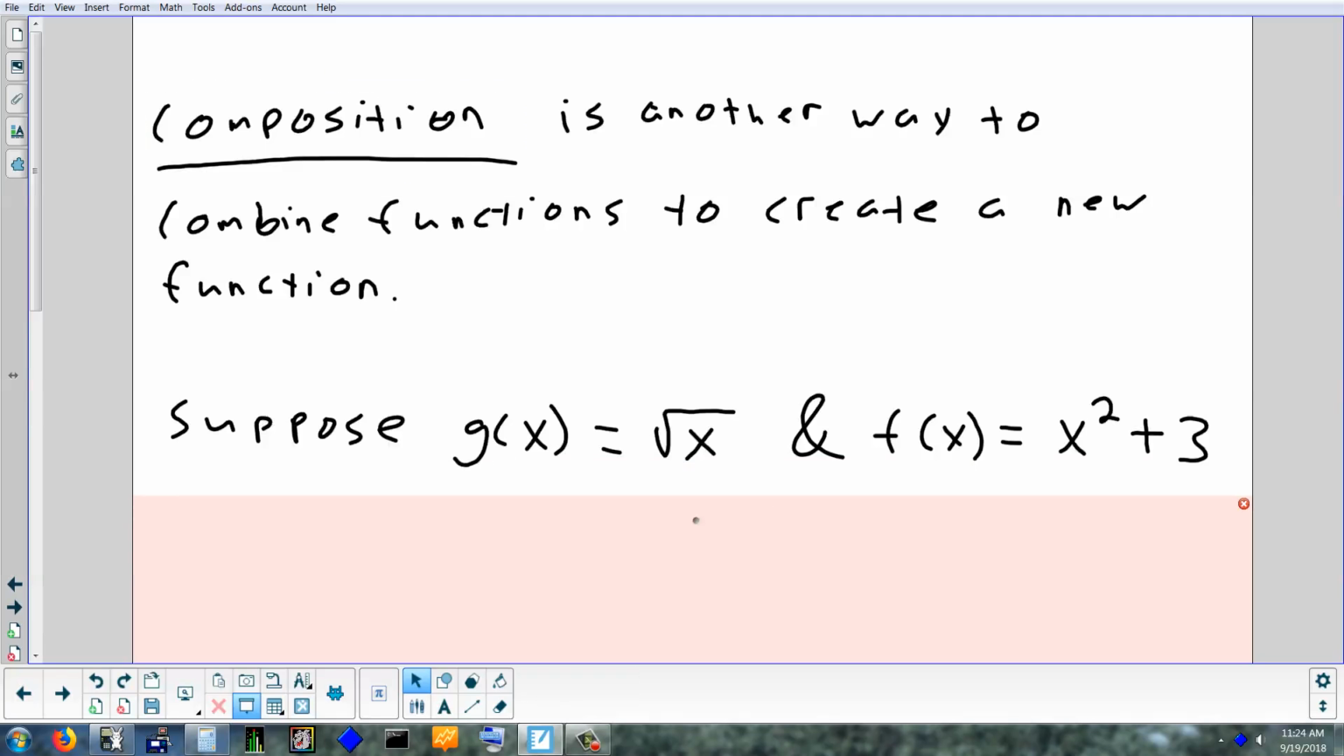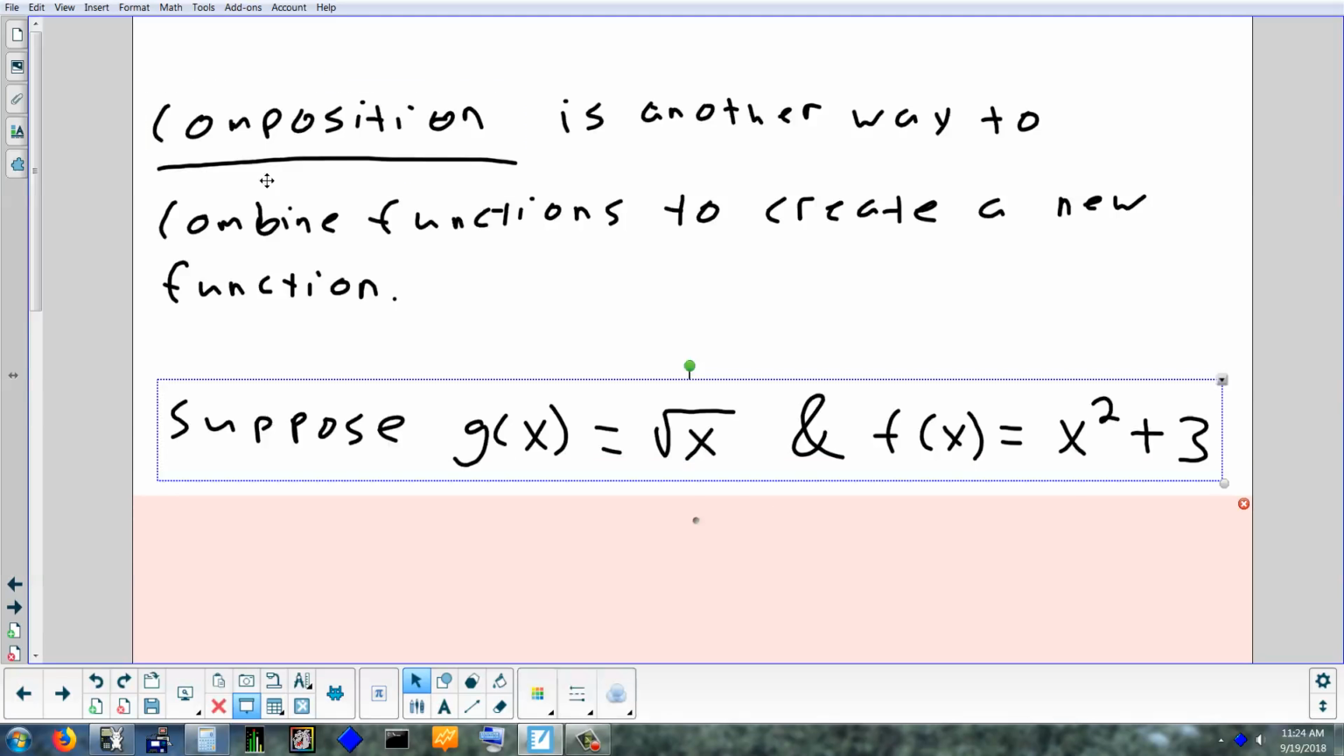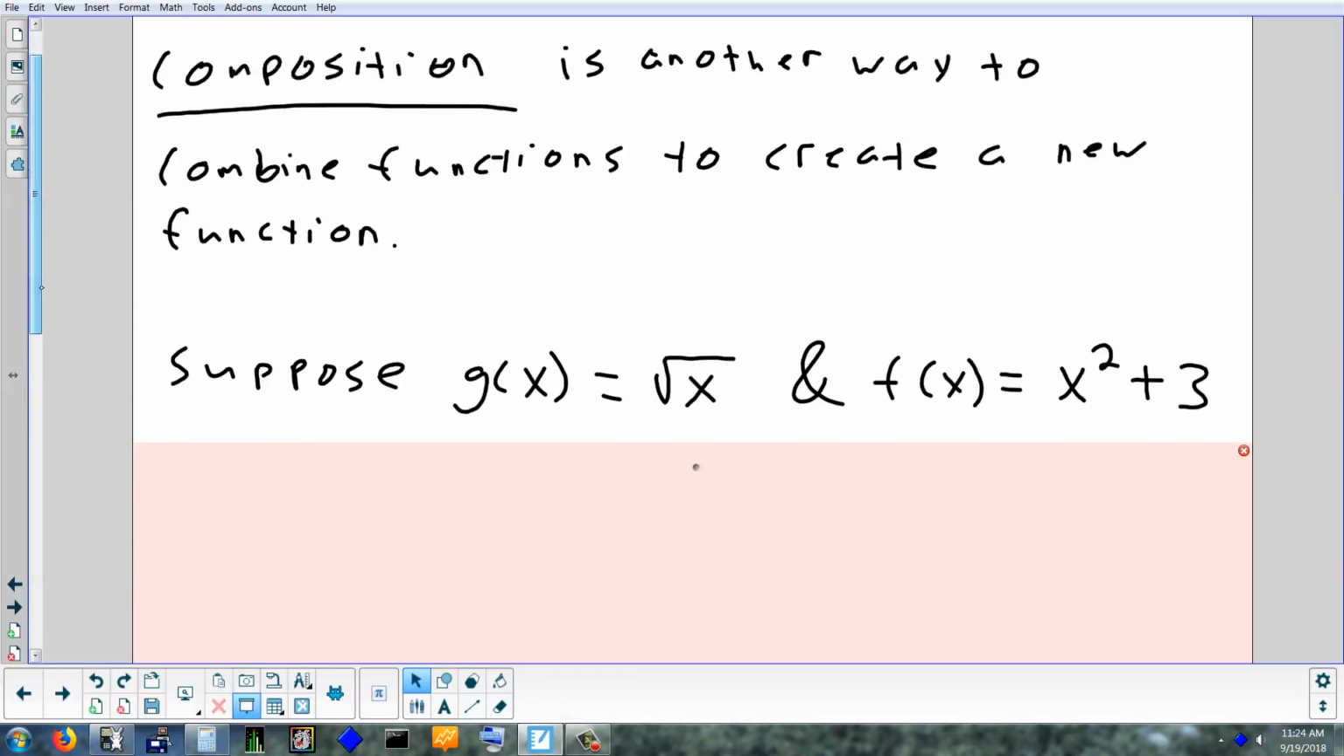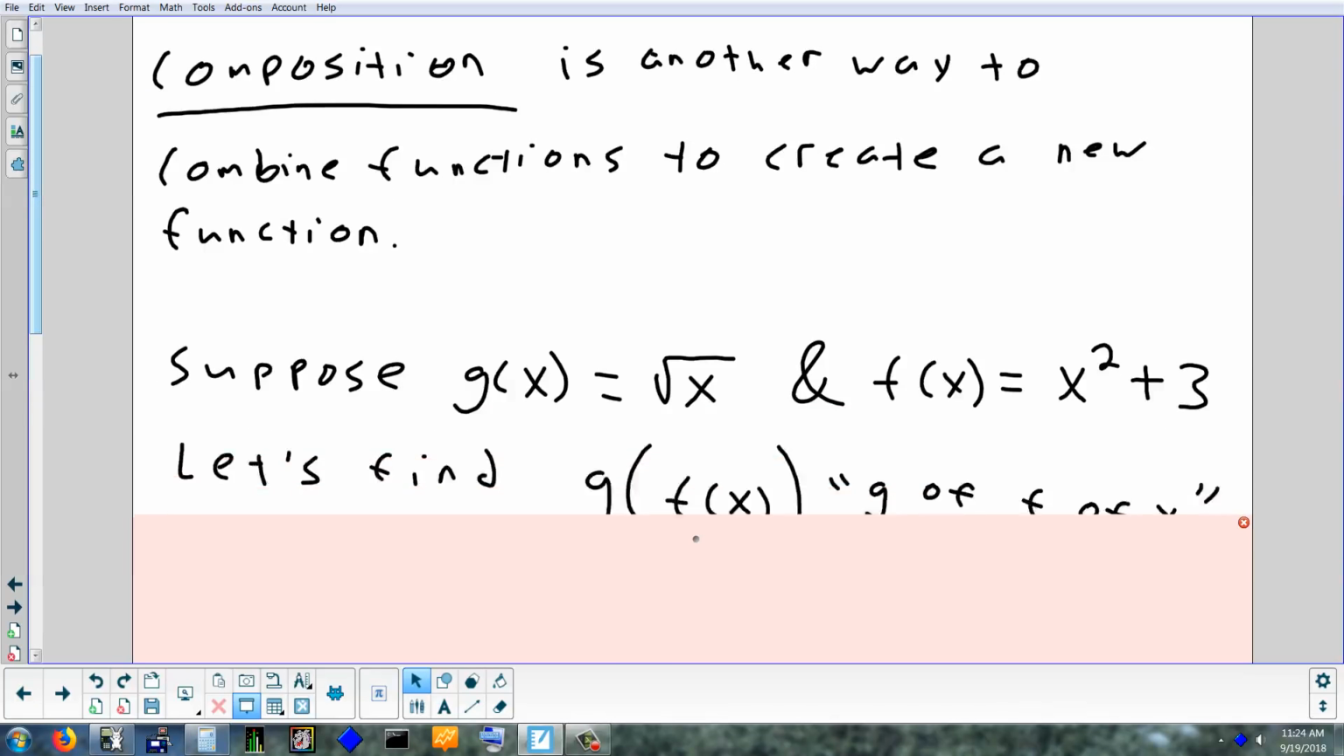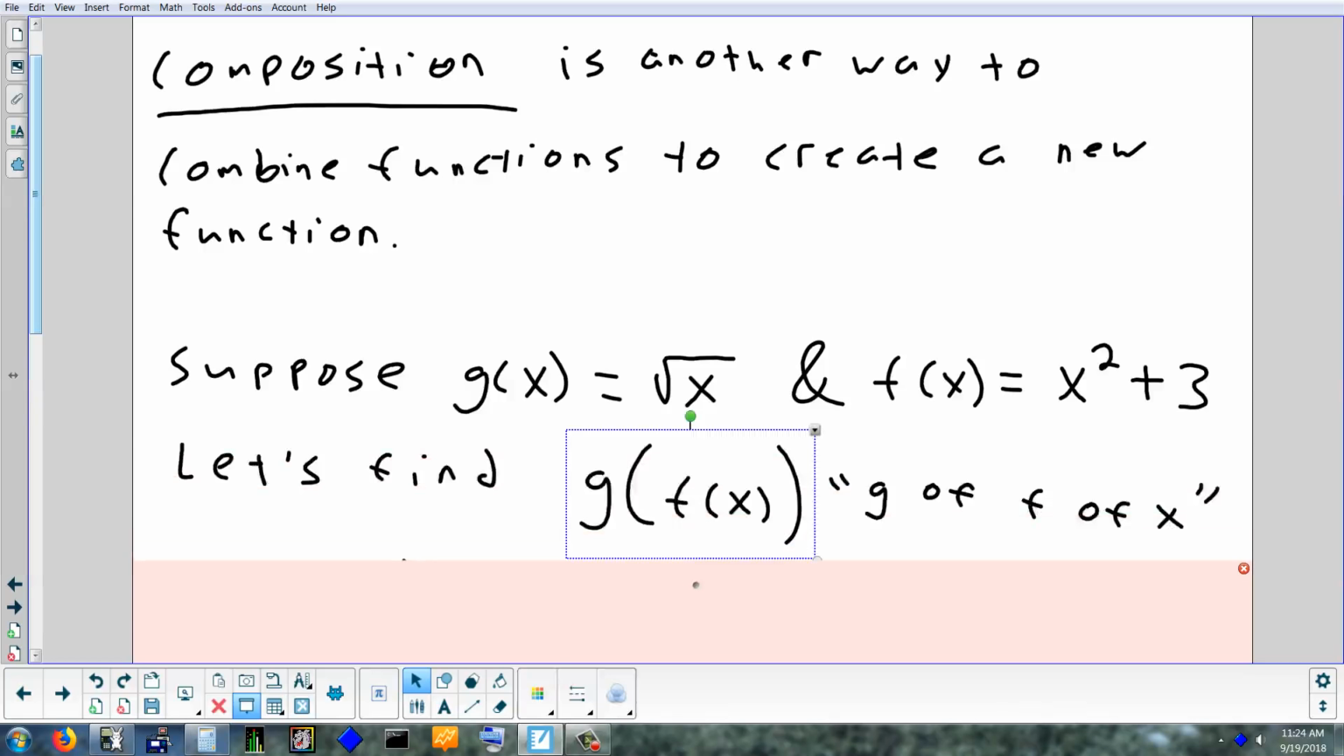So I've got function g, function f. G is the square root of x. F is x squared plus 3. So first thing I'm going to show you is how you write it. What does the notation look like? It looks like this. G, and anytime you see a parenthesis, you pronounce it "of." So this is g of f of x.